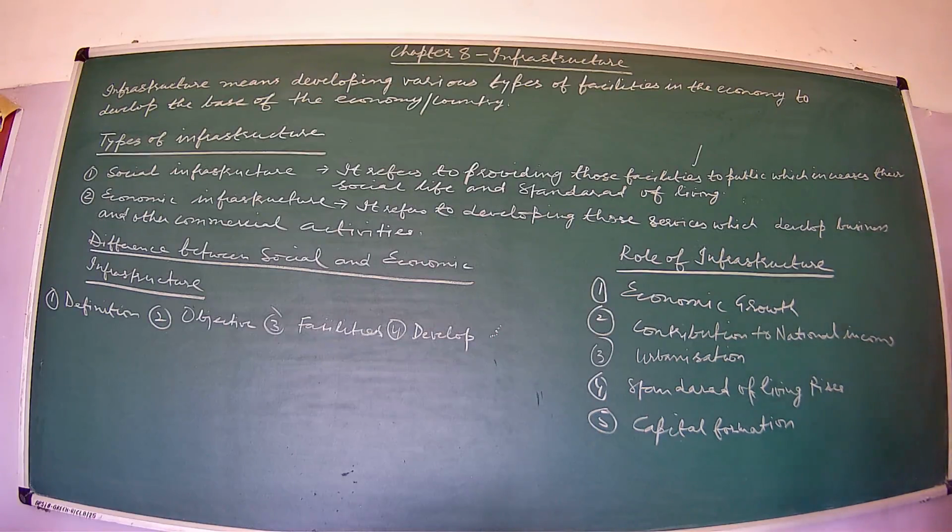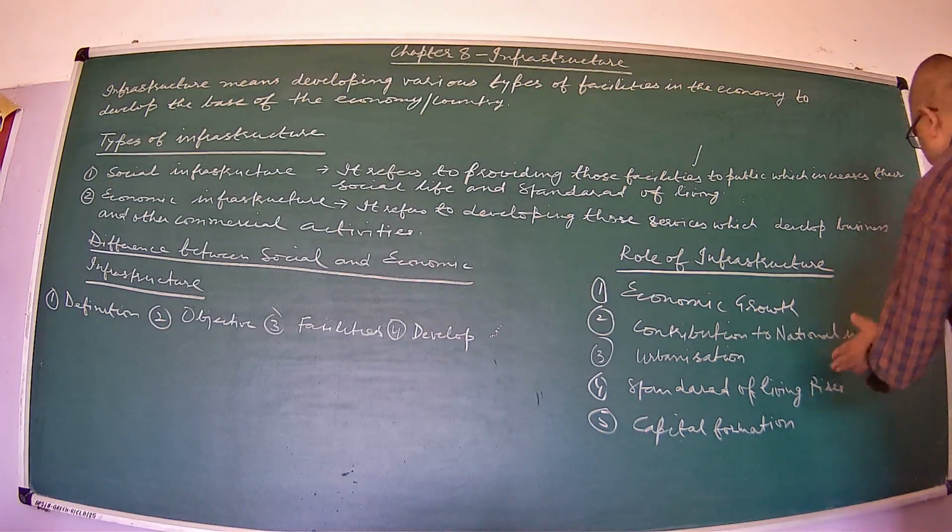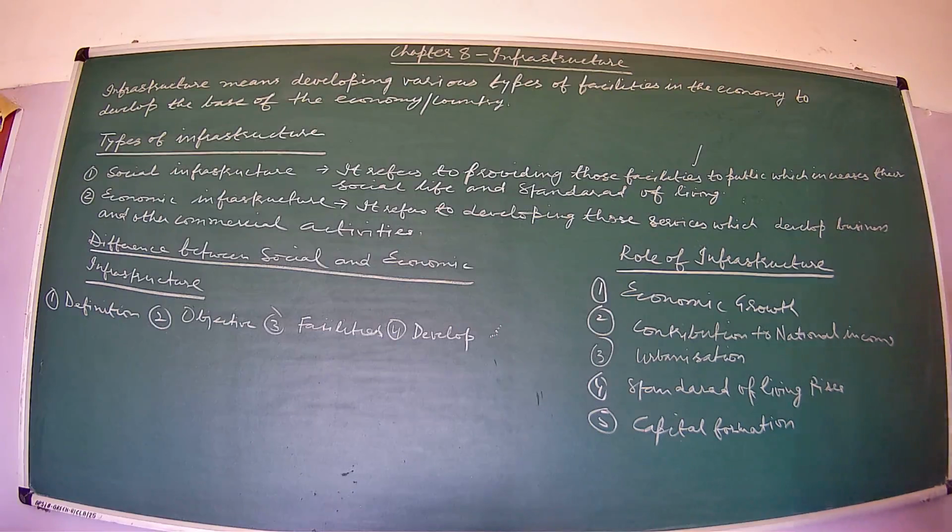So the next point is contribution to national income. It contributes to the national income. The national income depends on the infrastructure. If the infrastructure is highly developed, then per capita income or national income will be large, but otherwise vice versa. So, if you want to increase the contribution to national income of the country's production, then we have to develop the infrastructure.